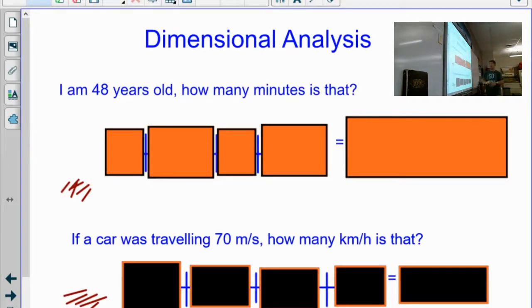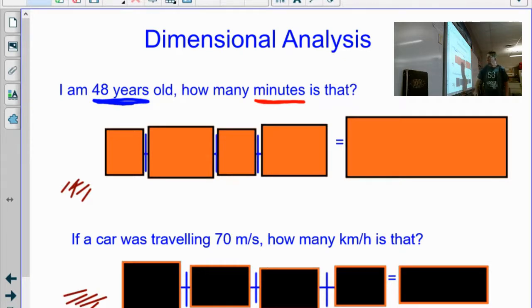Last thing, and this is where people are going to struggle. A lot of people struggle with dimensional analysis. So I'm going to start off with things that you're more familiar with, and then make a little bit of a tougher problem for you right here. So I am 48 years old. How many minutes is that? First off, you need to recognize what you're starting with. This is what you're starting with. And then what are you trying to get to? I'm trying to get to minutes.